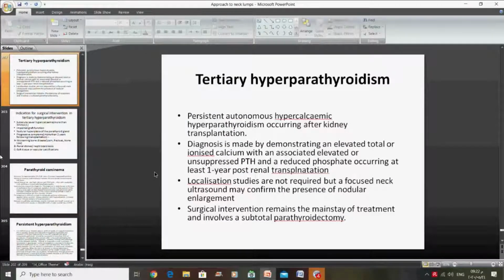النوع الثالث من الهايبرباراثيرويديزم هو tertiary hyperparathyroidism. هنا تكون persistent autonomous hypercalcemia, hyperparathyroidism occurring after kidney transplantation. Diagnosis made by elevated total or ionized calcium with associated elevated or unsuppressed parathyroid hormone and reduced phosphates occurring at least 1 year post-renal transplantation. Localization studies are not required, but a focused neck ultrasound may confirm the presence of nodular enlargement. Surgical interventions remain the mainstay of the treatment and involve subtotal parathyroidectomy.